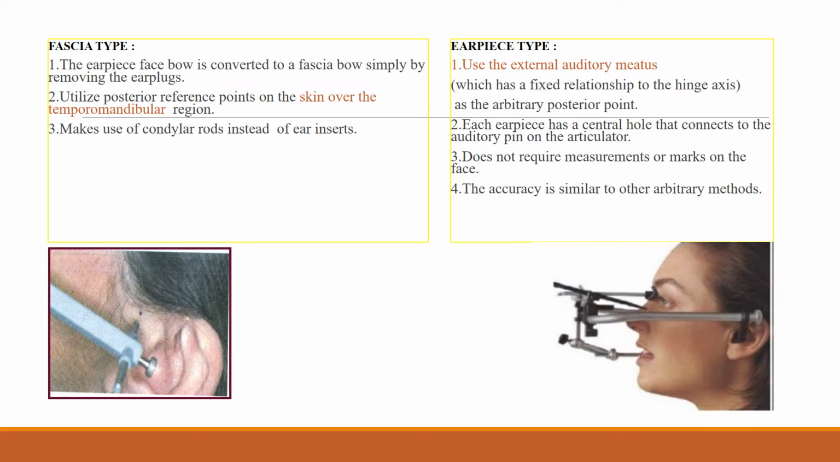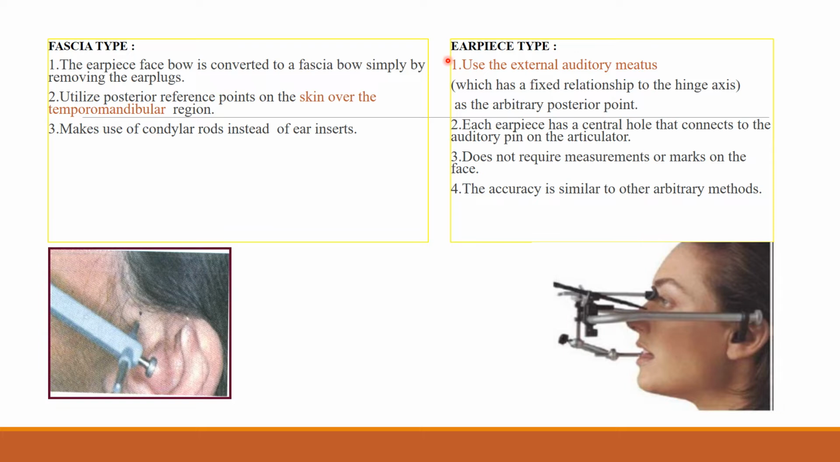Okay, coming to the types of the arbitrary FACEBOW, that's the fascia type and the earpiece type. The earpiece FACEBOW is converted to the fascia bow simply by removing the earplugs. So you can just remove the earplug and make it a fascia type. It utilizes the posterior reference point on the skin over the TMJ region, which is this portion. It makes use of the condylar rods, the vertical rod you see, instead of the ear inserts.